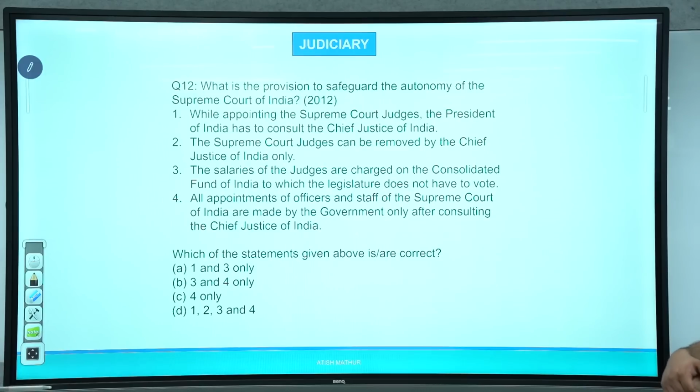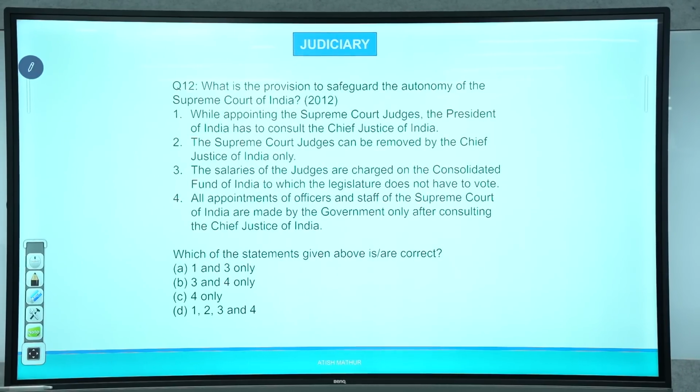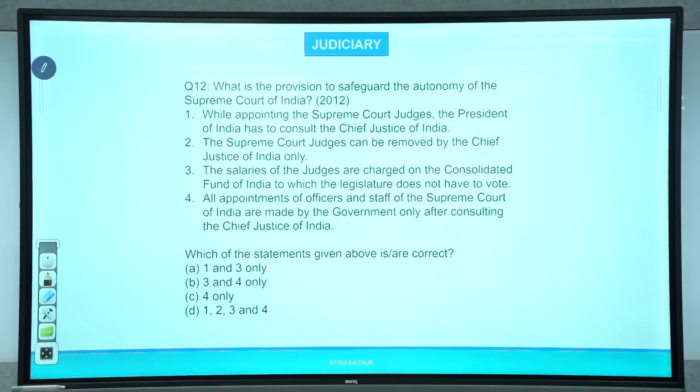While appointing the Supreme Court judges, the president has to consult the Chief Justice of India. All right. Does it say you only have to consult? No. Does it mean that the Chief Justice of India has to specifically be consulted? No. Does the Constitution mention Chief Justice of India while appointing other Supreme Court judges? What is written in the provisions?